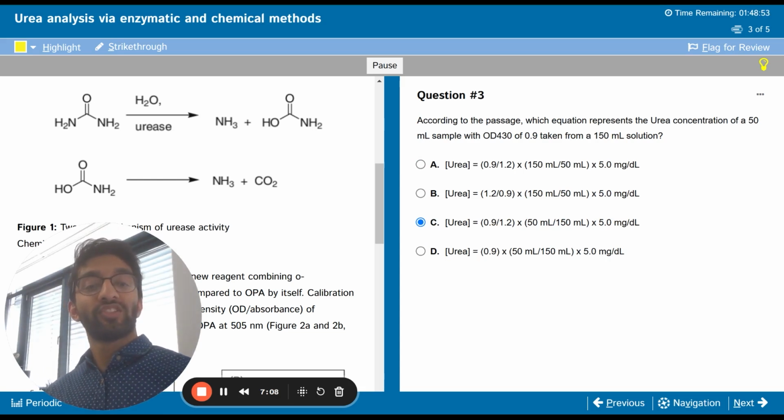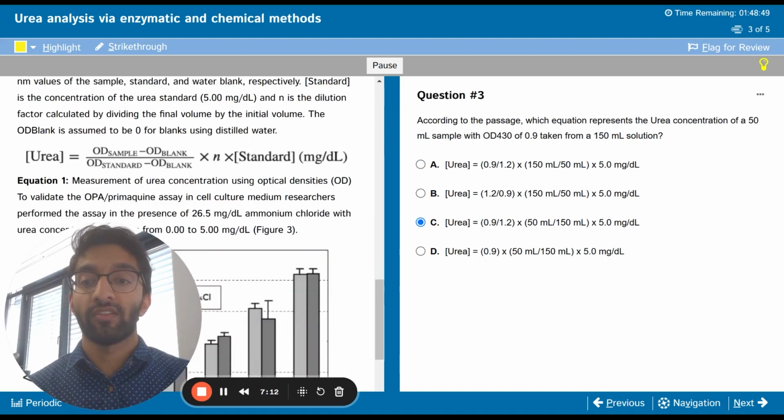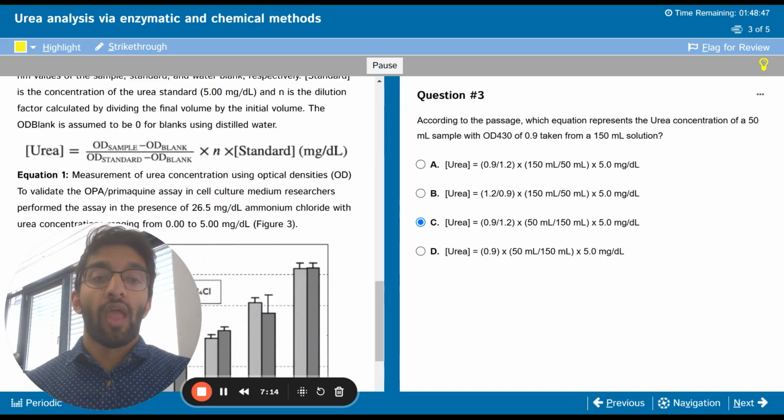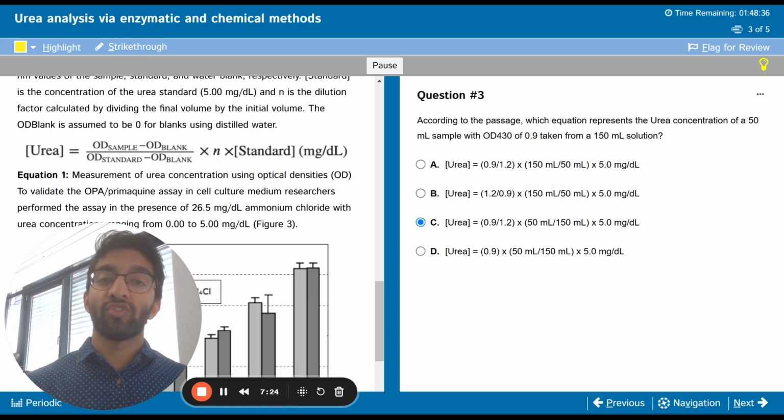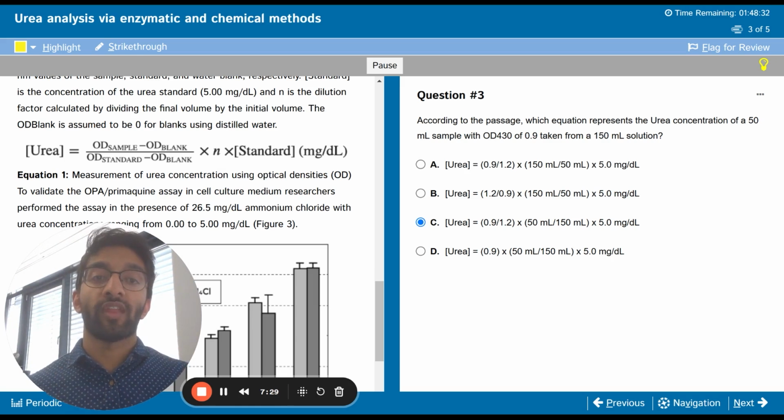Okay, so question 3 finally asks us to use this equation that we saw halfway through the passage, right there. There it is. And thankfully, we don't actually have to do a full calculation with the equation. What you'll often see on the MCAT is with these more complicated equations, it's not so much that they want you to plug and play and get some sort of number at the end, but do you understand which values go where?